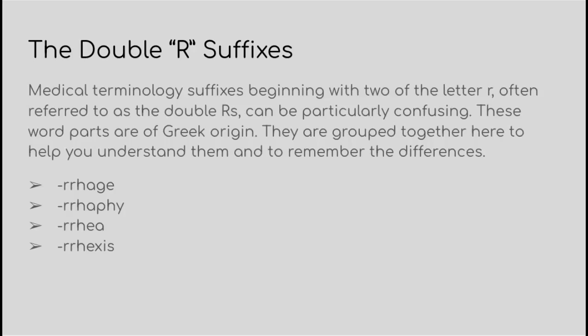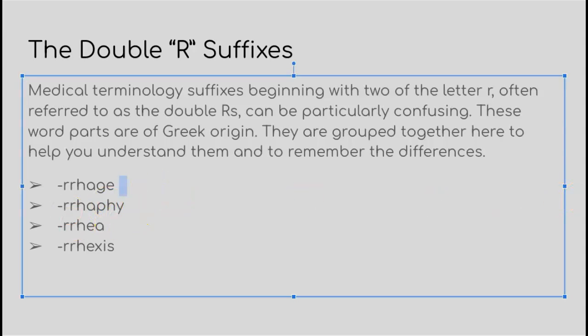Okay? The double R's, these are interesting and they get confusing as you move through Dean Vaughan as part of your assignment. You'll notice that they leave a lot of the extra R off, but these are actually double R's, and the extra R is important. Medical terminology suffixes beginning with two of the letter R, often referred to as the double R's, can be particularly confusing. These word parts are of Greek origin. They are grouped together here to help you understand them and remember their differences. So there's rrhage, rrhaphy, rrhea, and rrhexis. These all have their own meaning, and I encourage you to research these so that you can use them properly.